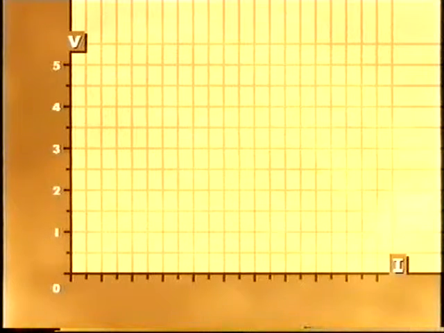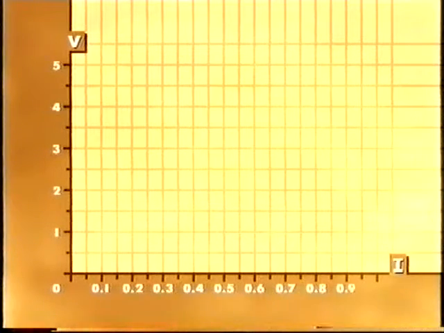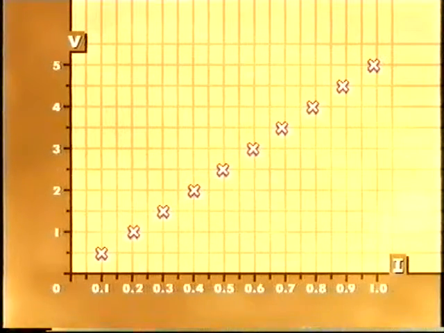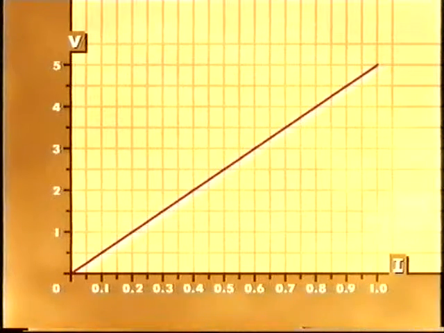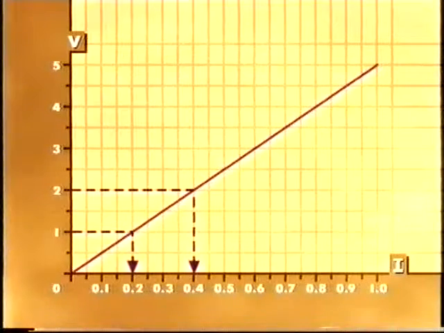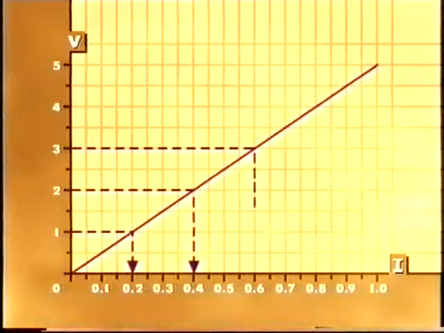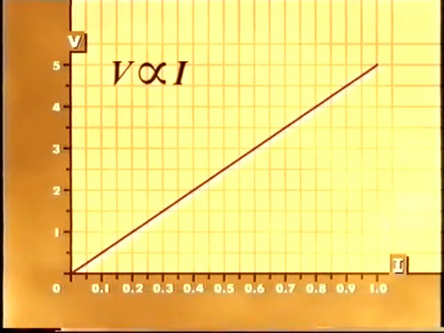Values of voltage V on the y-axis are plotted against values of the current I on the x-axis. The graph is a straight line, which means that voltage and current are directly proportional. If the voltage is doubled from 1 to 2 volts, the current is doubled from 0.2 to 0.4 amps. If the voltage is 3 times greater, the current is also 3 times greater. So V is proportional to I.